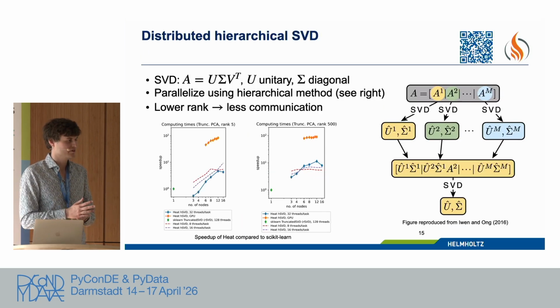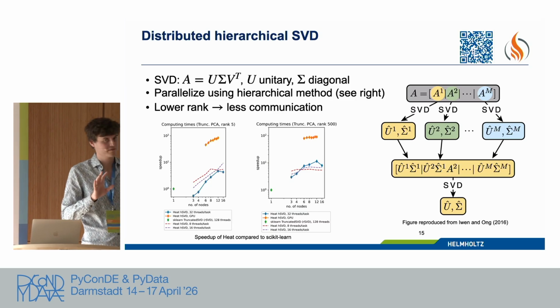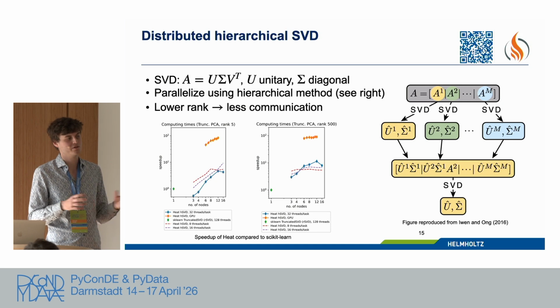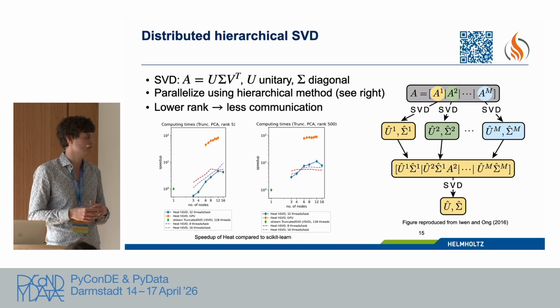Okay, so a very nice feature of Heat is also the distributed singular value decomposition or principal component analysis. Here I have an illustration from the paper that describes the algorithm that we implement in Heat, also on the right, which describes the algorithm a little bit. So we split the matrix along tasks, then we perform the local singular value decomposition, and then we merge the local SVDs and compute an SVD on the merged matrix, which is somehow faster because we can exploit some structure there.